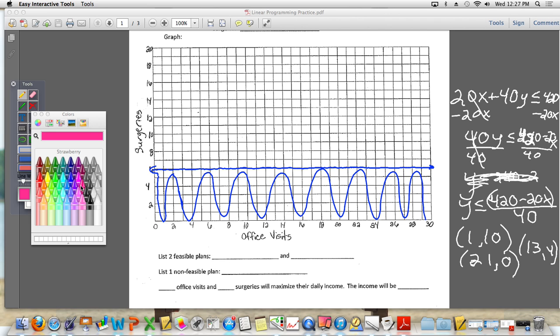So 1, 10 is right here. 13, 4. I'm going to go over to 13. I'm going to go up to 4. There's another point. And then 21, 0 is right here. You're going to connect them, do the best job you can, because this is when it really becomes important to make sure you're graphing good lines. Connect them with a straight edge.